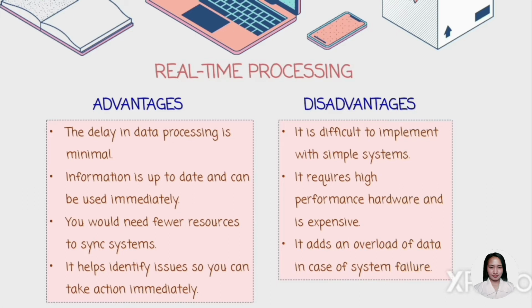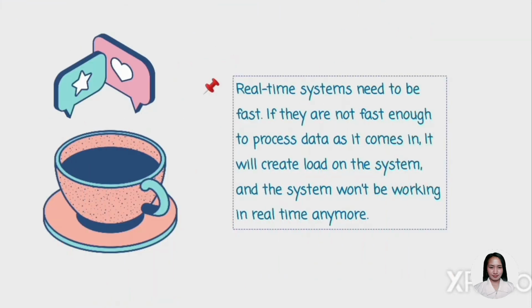We also have here the disadvantages of real-time processing. In real-time processing, it is difficult to implement with simple systems. It requires high-performance hardware and is expensive. It adds an overload of data in case of system failure. Real-time systems need to be fast. If they aren't fast enough to process data as it comes in, it will create load on the system, and the system won't be working in real time anymore.